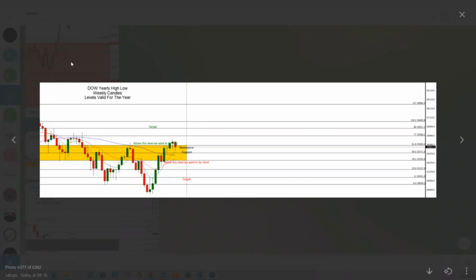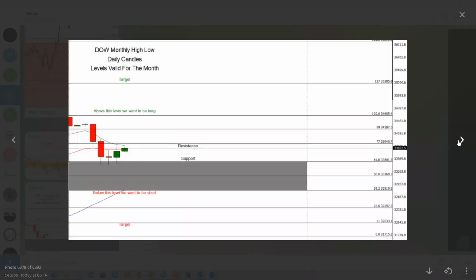So on the Dow yearly high low, currently between levels of 50 and 61.8 as support and resistance. If you look at moving averages, 8 is above 21, or green is above red. That's indicating trend is up. So we're still aiming for that 89 target level.